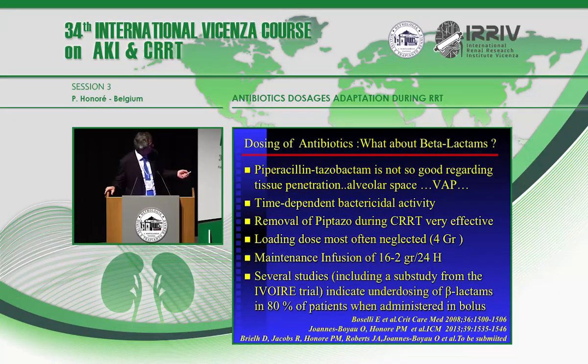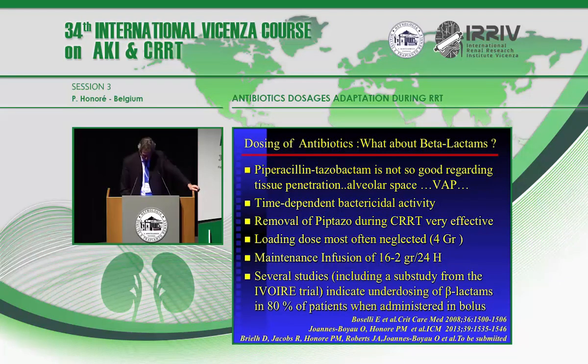And we know the removal by CRT is very effective, more than 80%. So how can we try to overcome this? Anytime you are giving antibiotics, especially time-dependent antibiotics in CRT, do never forget the loading dose. This is very important, to be immediately above the MIC to start with. And then after, you start an infusion of 16 grams over 24 hours. So loading dose plus infusion. And with this, you will be most of the time above the MIC.